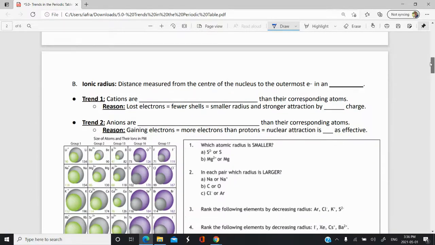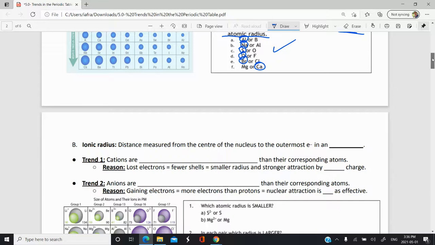So in the next video, we're going to take a look at the next trend, which is related to atomic radius, but it's now the ionic radius.